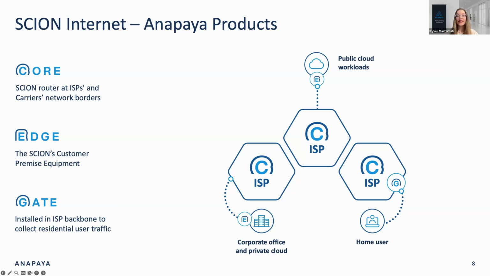Then the edge is what enables end customers to offer services to participants of the SCION internet and consume services via the SCION internet. The edge is deployed within the customer premises, and you can see it with the E symbol at the corporate office and private cloud, as well as the public cloud workloads. Then finally, we have the gate, which enables residential users to consume services that are only available in the SCION internet. The gate is deployed within the ISP, and you can see it with the G icon on the diagram. And it is one of the main focus points of today's session and our next section in this presentation.